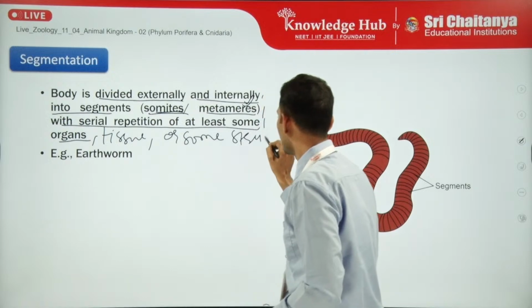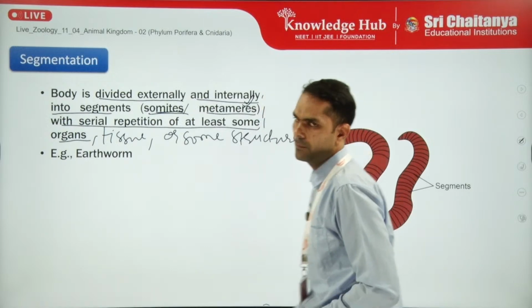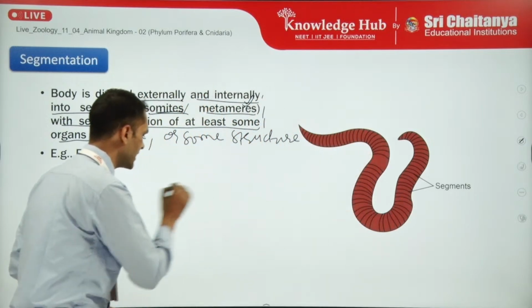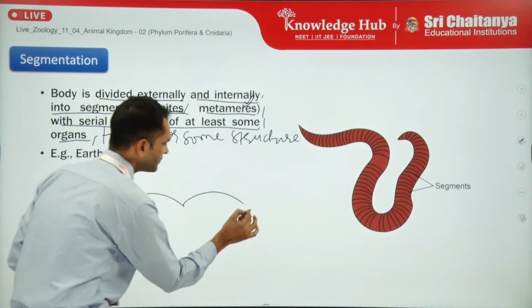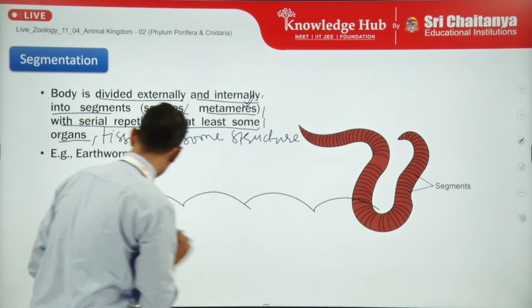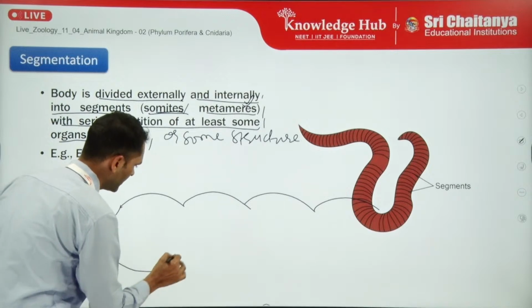Now here you can see the example is the earthworm. So for example, I am drawing the schematic diagram of earthworm like this. This is the very first segment.